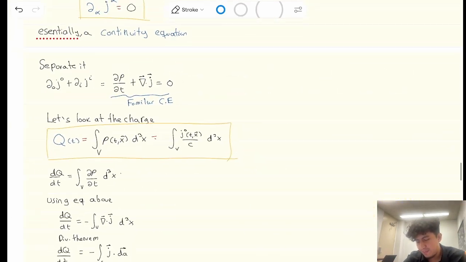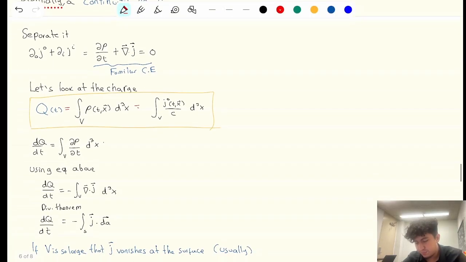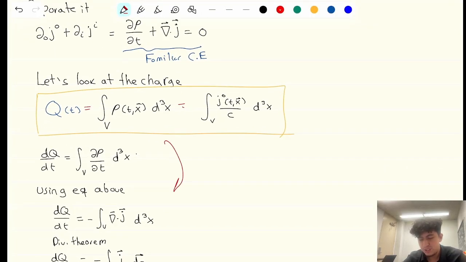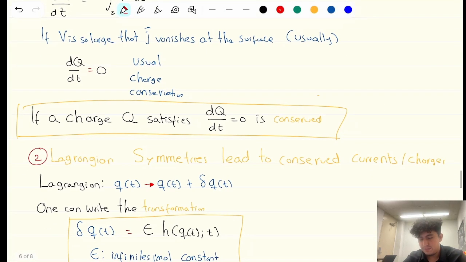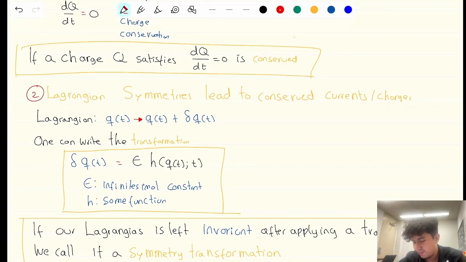So essentially what we just showed here is, if you take a continuity equation, or this definition of charge, what is the meaning of charge conservation? It is that if a charge Q satisfies this equation, it is conserved. Cool. We already knew this, but yeah, just double checking.